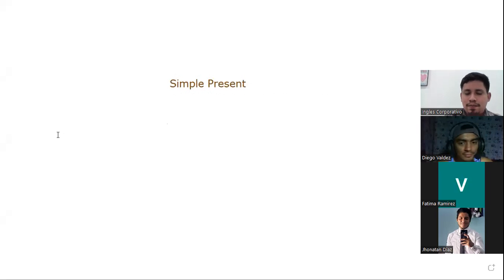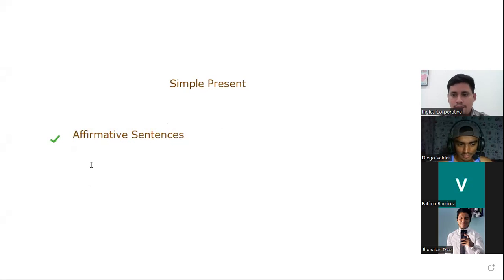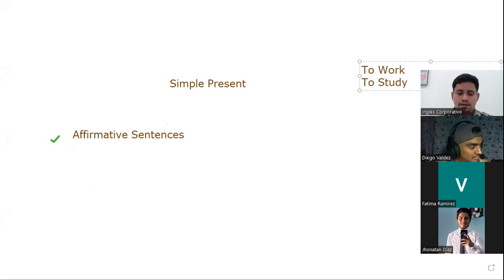Vale, vean. En el presente simple, esto sucede únicamente en las oraciones afirmativas. Vamos a escribir por aquí, affirmative sentences. Cuando nosotros utilizamos primera persona, segunda persona y tercera persona plural, vamos a utilizar la forma base del verbo. Voy a escribir por aquí un par de verbos como to work, to study, y to play. Vamos a utilizar estos verbos de ejemplo.